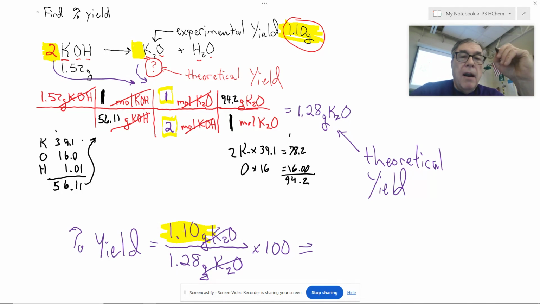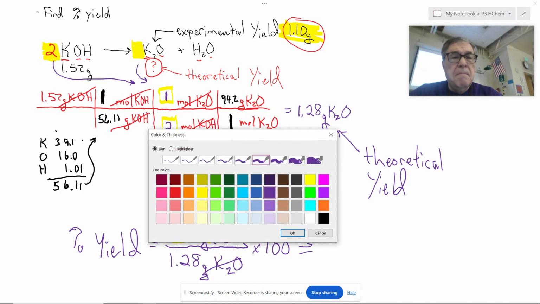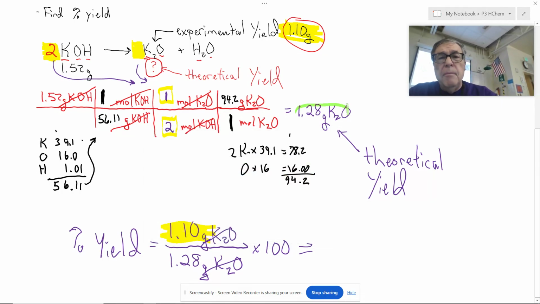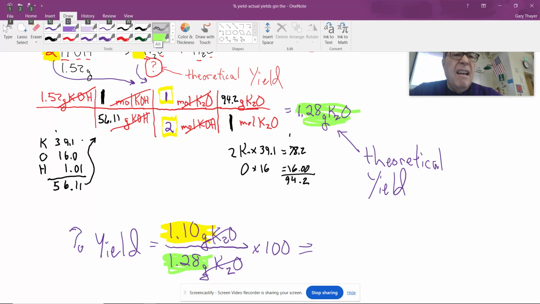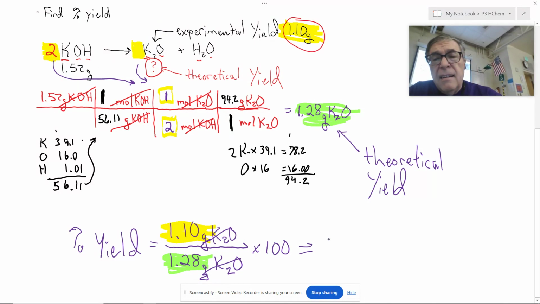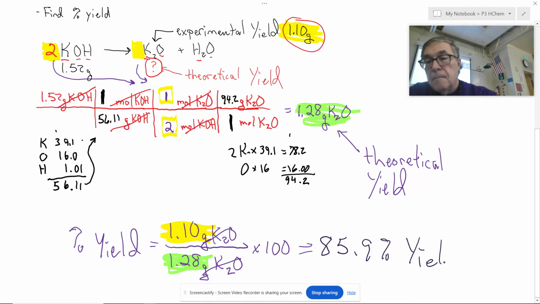And remember where the 1.28 came from. The 1.28 came from right there. And you should have gotten something like 85.9%. So that's how you calculate percent yield.